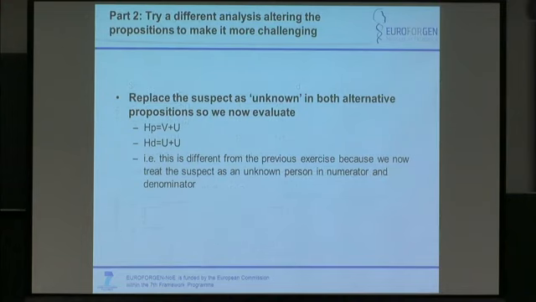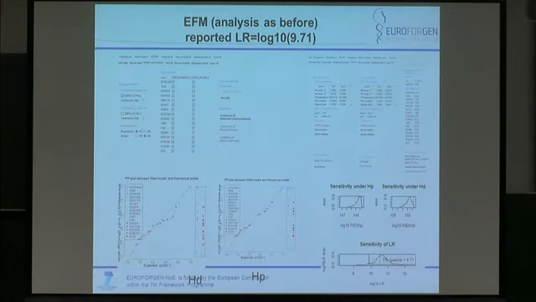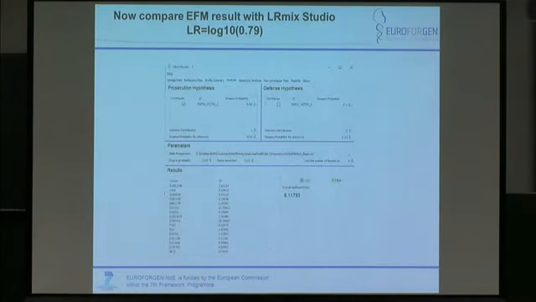Now let's try a different analysis. I'm using exactly the same case, but now I'm going to change the propositions. I'm not going to condition on the suspect anymore in the prosecution or the defence hypotheses, so we treat the suspect as an unknown individual. Carry out the same analysis, and actually with EFM there is remarkably little difference with the likelihood ratio. We're getting a result in the same region.